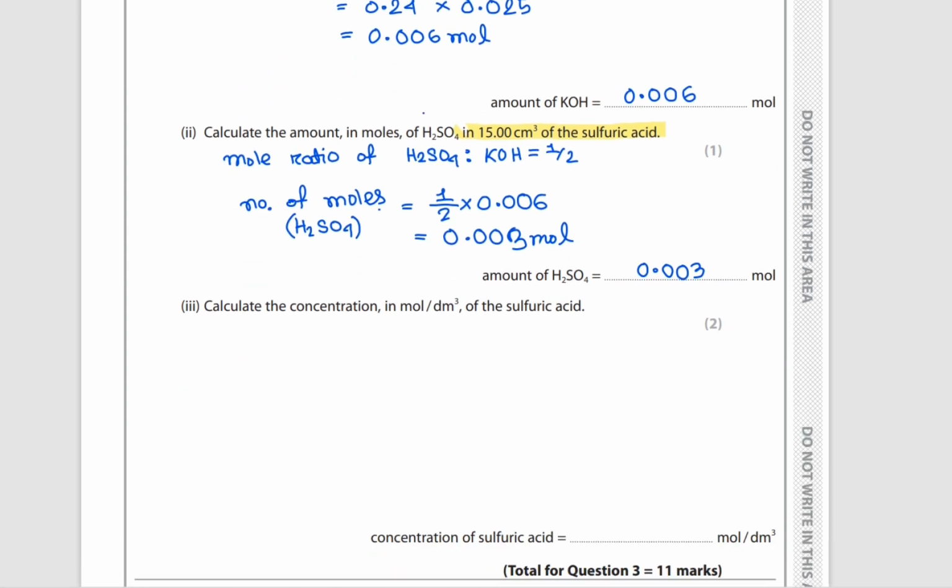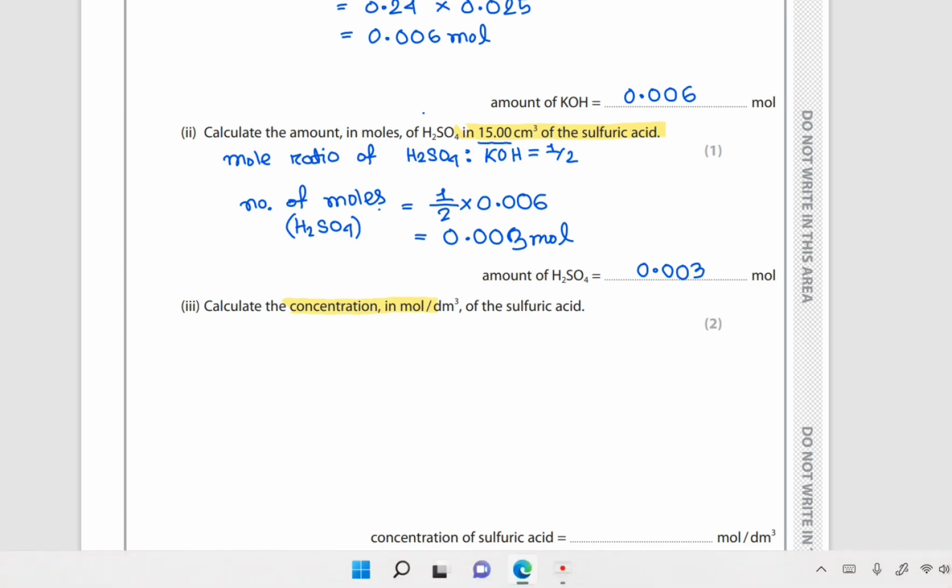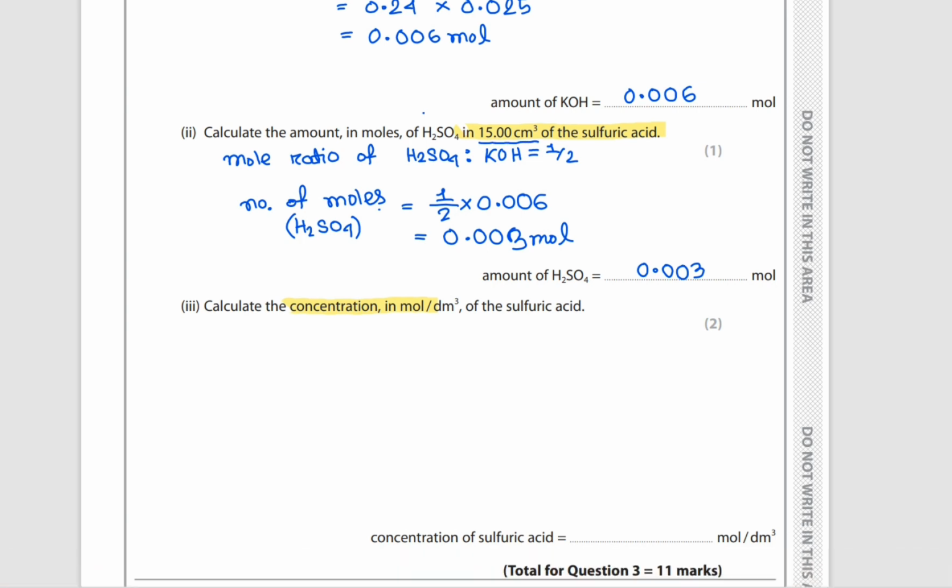And now the concentration in mol per dm³ of the sulfuric acid, part 3 tells us to find out this. We have been given the volume of sulfuric acid in cm³. Now we need to convert the volume into dm³, and that would be 15 divided by 1000. So you get a value of 0.0015 dm³.